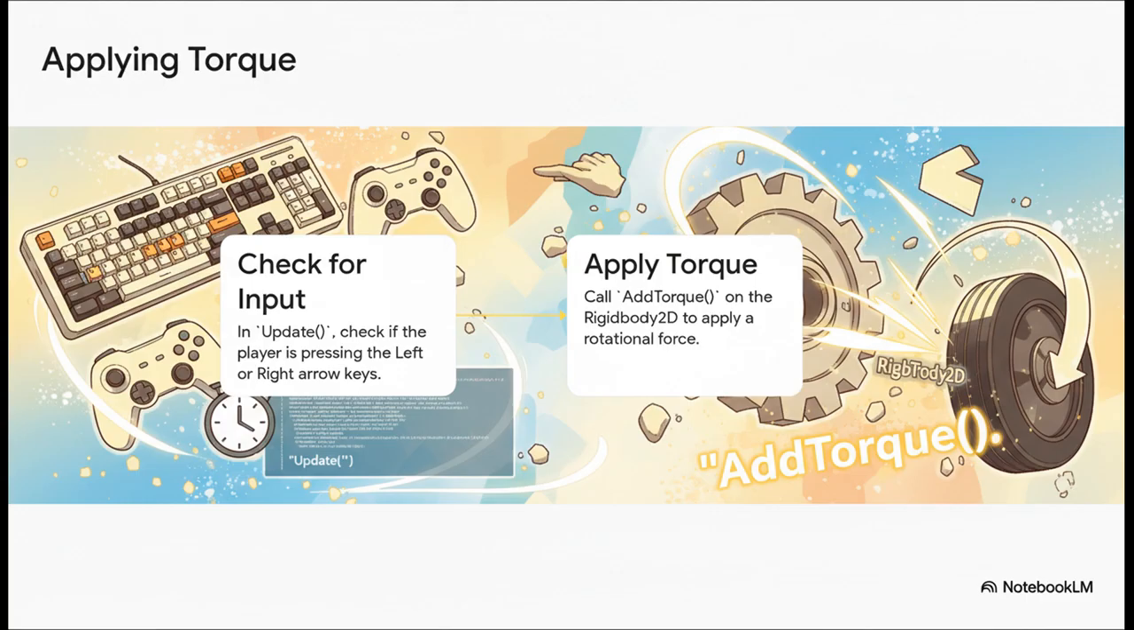Now, your first instinct might be to put this logic in the Update method, which runs every single visual frame. But here is a major pro tip. Whenever you are dealing with physics, adding forces, adding torque, anything that affects a rigid body, you should always do it inside FixedUpdate. FixedUpdate runs on a consistent fixed timer, completely independent of your frame rate. This makes your physics calculations stable and predictable, which prevents all sorts of weird bugs.